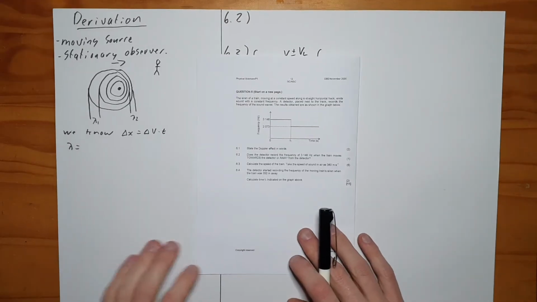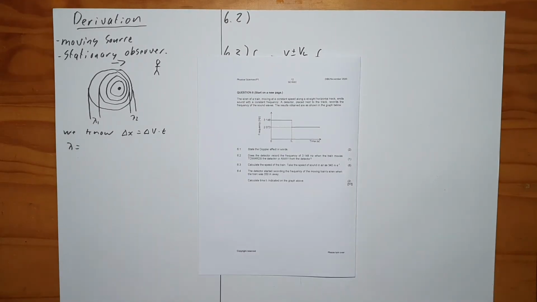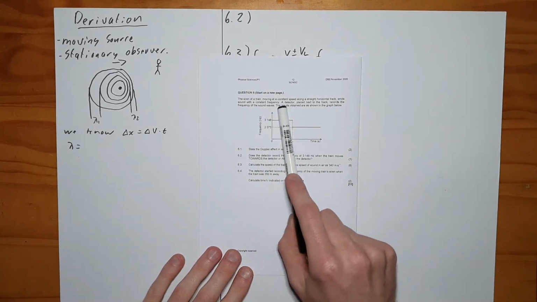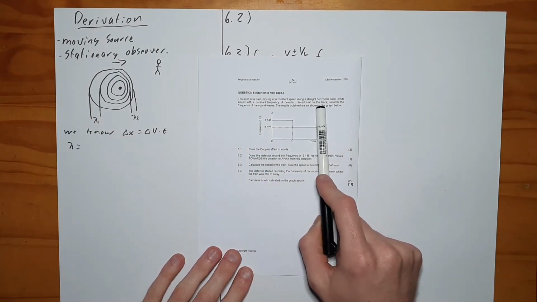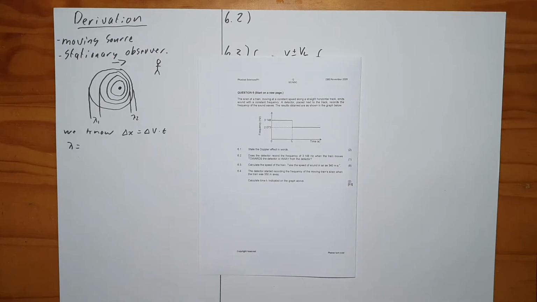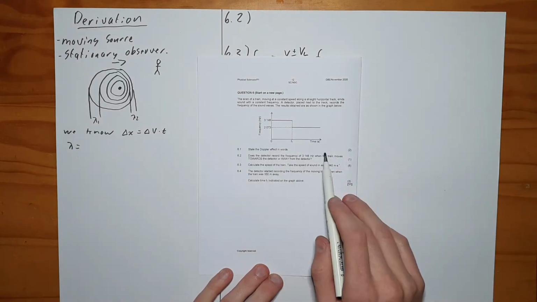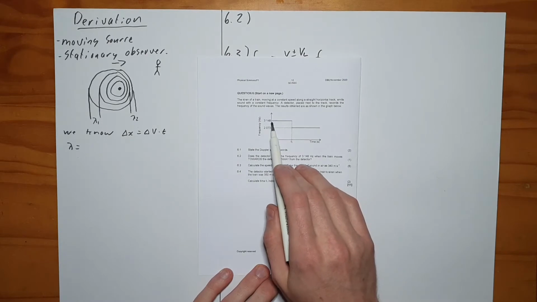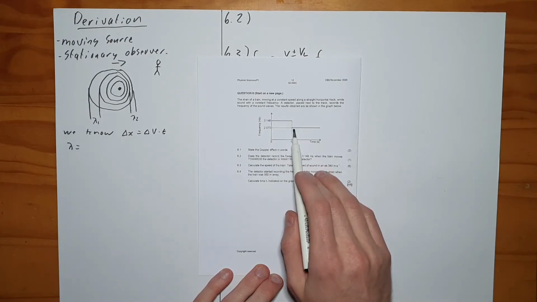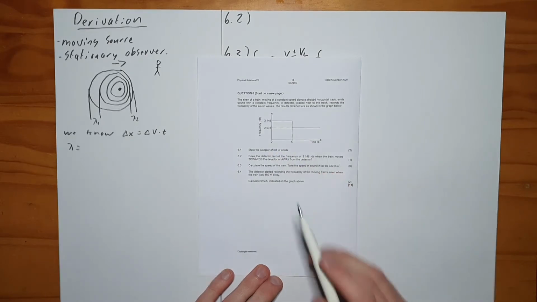Okay, now question 6 is looking at the Doppler effect. It says a siren on a train moving at constant speed along a straight horizontal track emits sound with a constant frequency. A detector is placed next to the track recording the frequency of the sound waves. The results that are obtained are shown in the graph. So we have a graph here of frequency against time, and we've got constant frequency, and then it drops, and then we have constant frequency again.